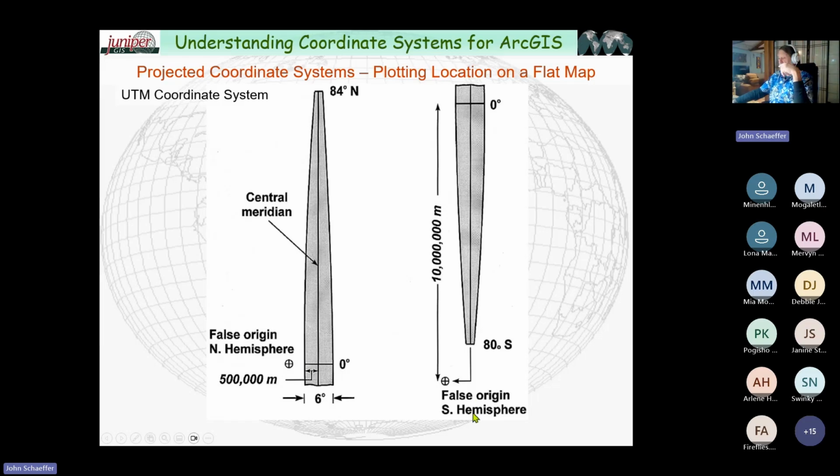Now, in the southern hemisphere, which is what you folks would deal with, we do have the 500,000 false easting, but we have a 10 million false northing, which basically makes your origin down here. And again, all the values are positive as you work your way up. So that means no matter where we're at, both coordinates in a coordinate pair are going to be positive. So that's the general way these are designed.